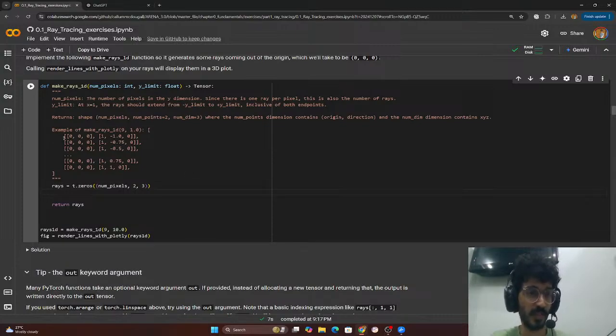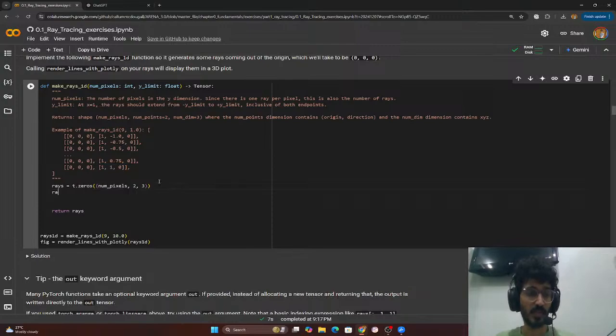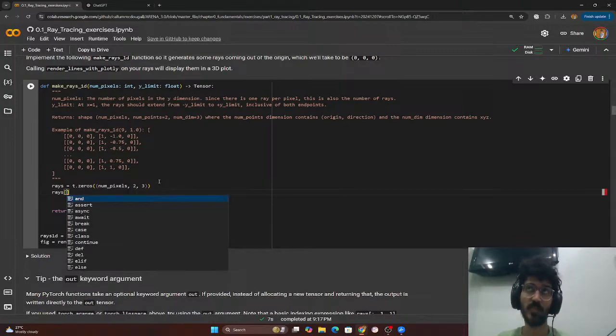If you observe this, we are basically half done. Just need to fill the second point for each ray: the direction, the point that represents the direction in which the ray is extending. The function says it should be at x equals 1. So we already know what the first coordinate of the direction should be.